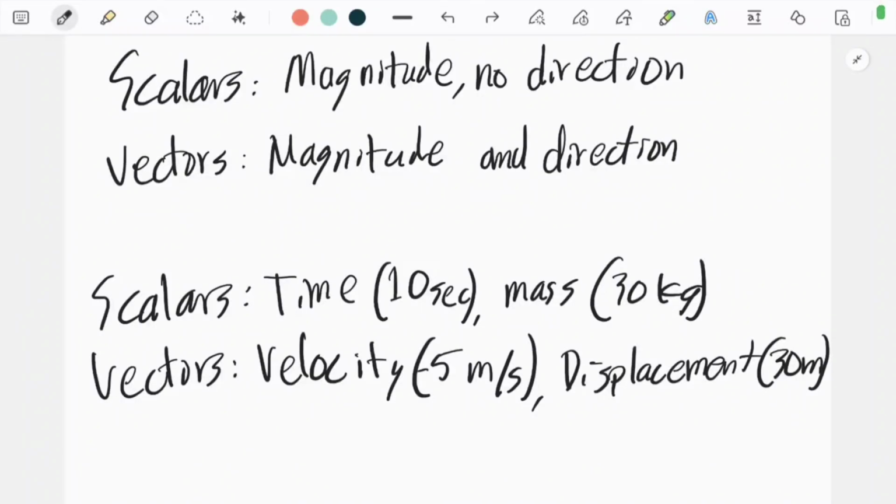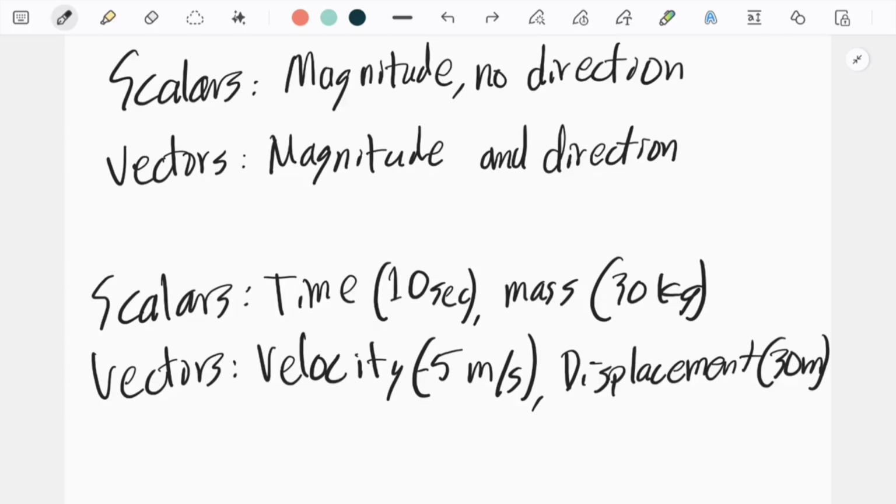So to understand what vectors are, you have to know the difference between scalar quantities and vector quantities. Vector quantities are things that have magnitude and direction, and scalars are things that have magnitude but no direction. So scalars only have a size. For example, time, 10 seconds, and mass, like 30 kilograms.